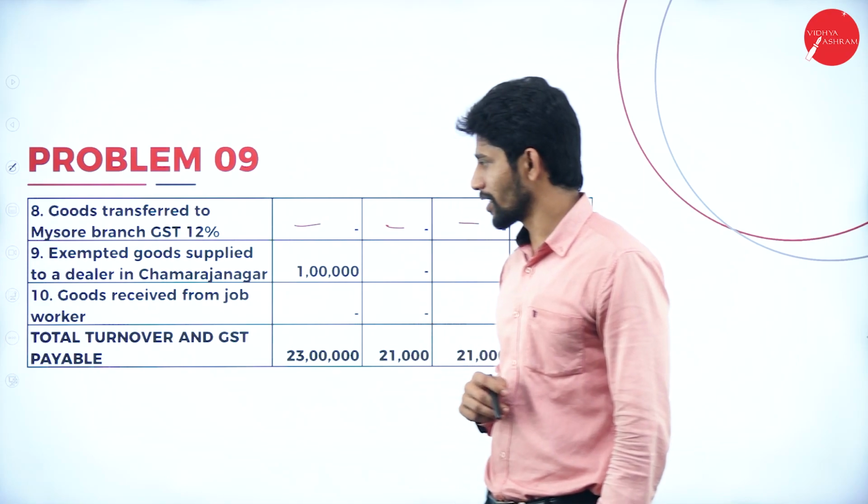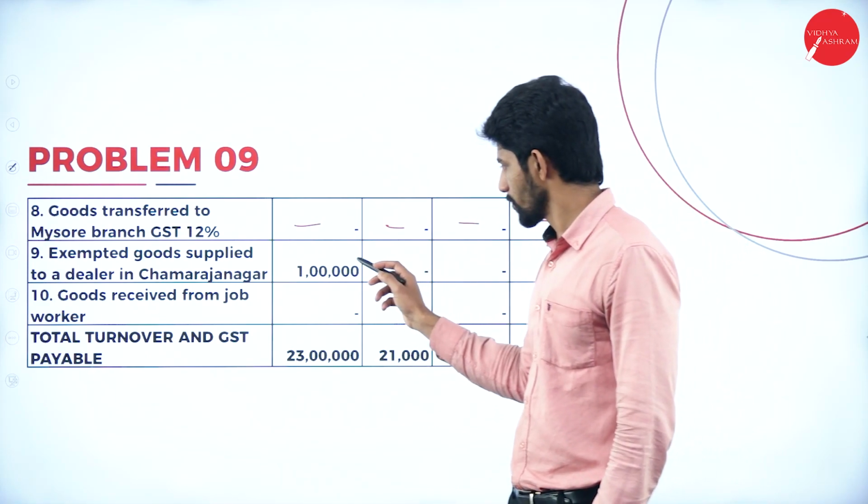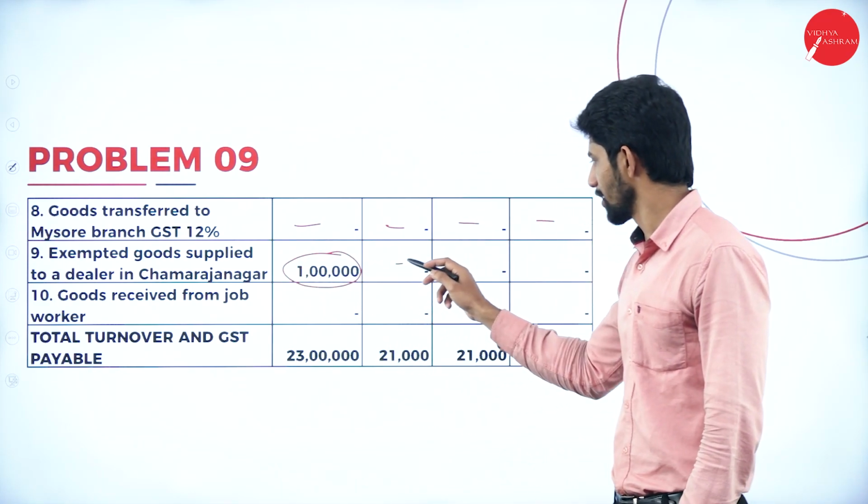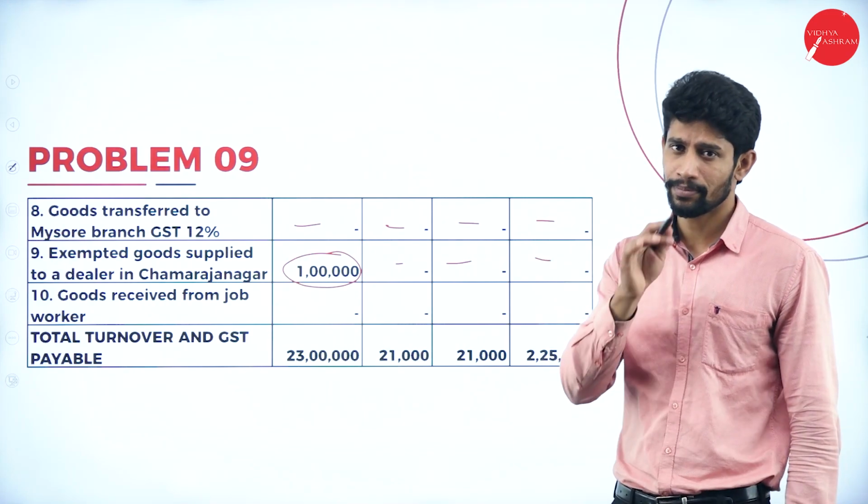Exempted goods supplied to a dealer in Chamrajnagar. So, value is 1 lakh and tax is nil because it is exempted from tax.